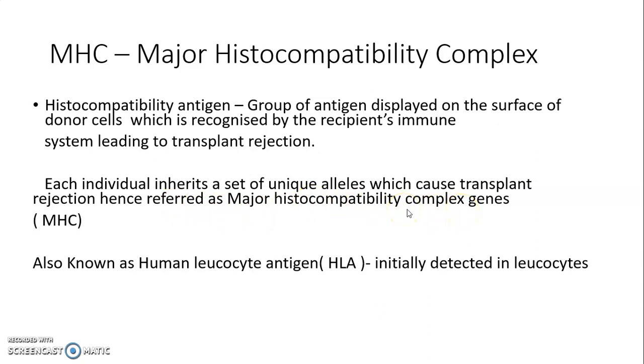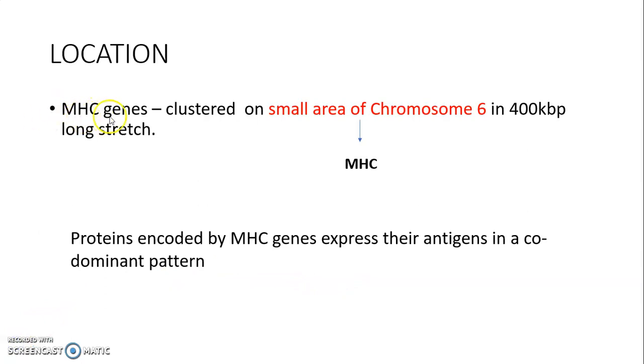MHC genes are also known as human leukocyte antigen, HLA, because initially they were detected in leukocytes. Major histocompatibility complex genes are clustered on a small area of chromosome 6. So they are present on chromosome number 6 in a small area, a 400 kbp long stretch. That small area on chromosome 6 is the major histocompatibility complex.